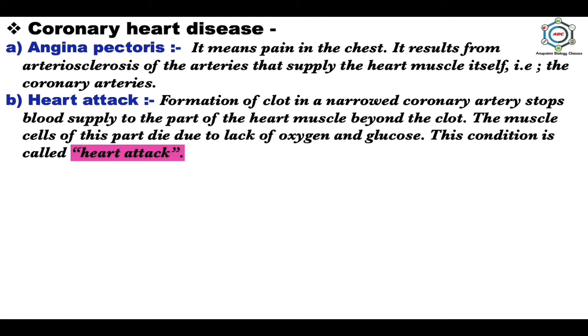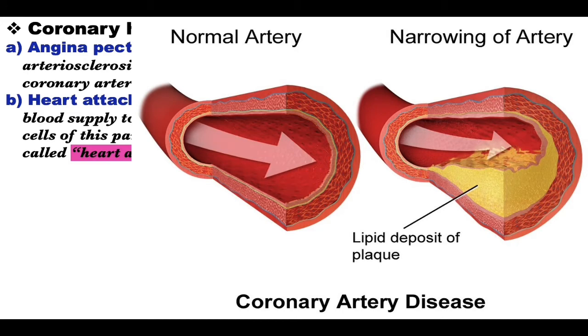Now the heart attack. Formation of a clot in a narrowed coronary artery stops blood supply to the part of the heart muscles beyond the clot. The muscle cells of this part die due to lack of oxygen and glucose. This condition is called heart attack. It is characterized by severe pain in the heart, breathlessness, restlessness, nausea and vomiting. In this picture you can see the lipid deposition and artery size decreases. Because of this, it causes tension on the blood and creates high blood pressure, which may lead to death also.